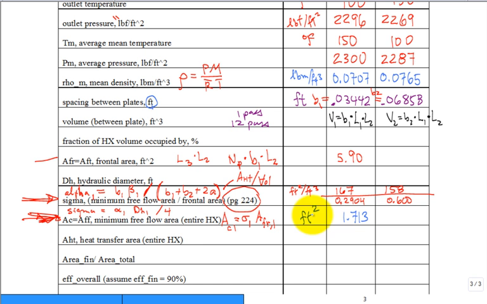Then how about that heat transfer area? Well, you go back to alpha 1, which was the area heat transfer per unit volume, multiply that by the volume, and you'll get area heat transfer 1.